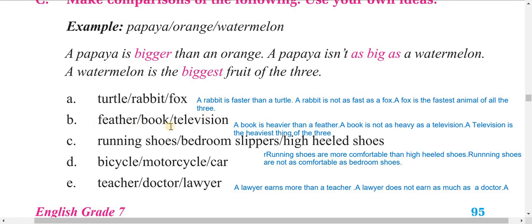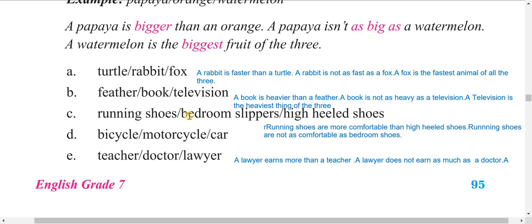Now B, feather, book, television. A book is heavier than a feather. A book is heavier. You can make your own comparison, in your own way. A book is heavier than a feather. A book is not as heavy as a television. A television is the heaviest thing of the three. A television is the heaviest object, heaviest thing of the three.